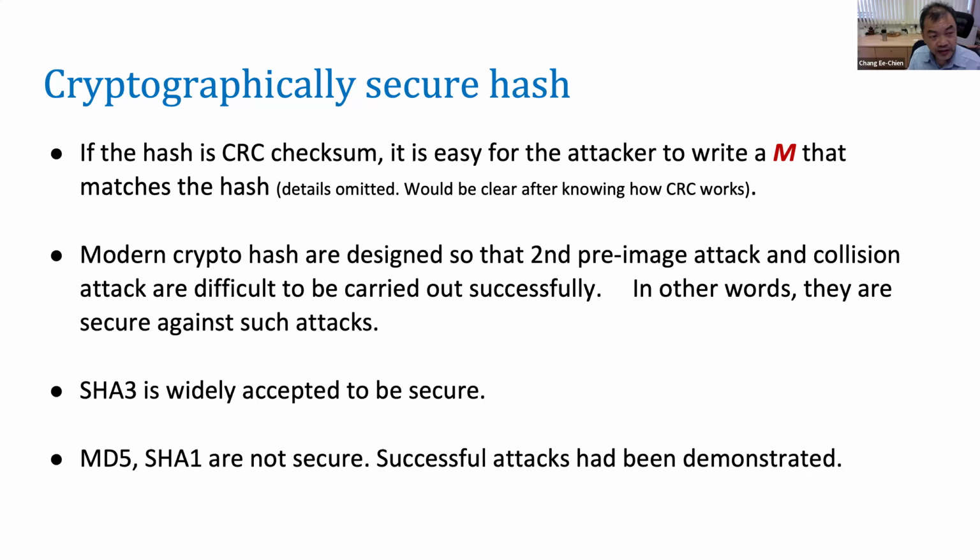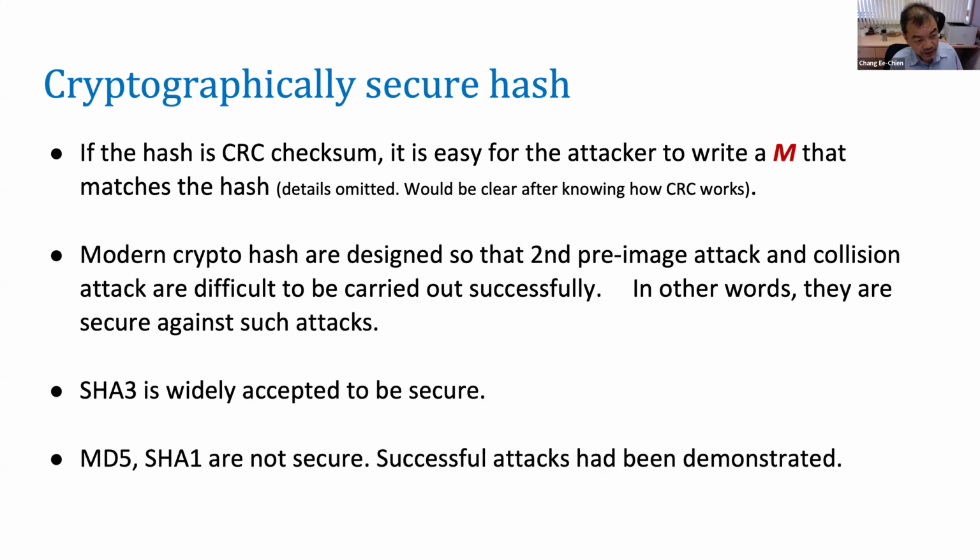If the hash is a CRC checksum, it is very easy for the attacker to write a malware that matches the hash. I will omit the detail because to do this, we have to understand how CRC checksum works. After you understand how CRC checksum works, it will be very easy to come up with this alternate malware M. But let's omit it because it's quite tedious to describe CRC checksum.